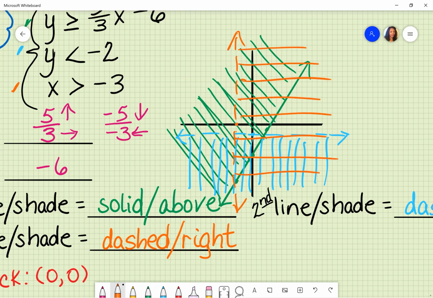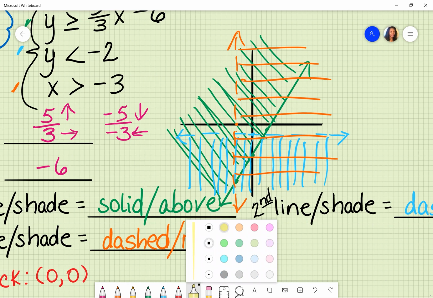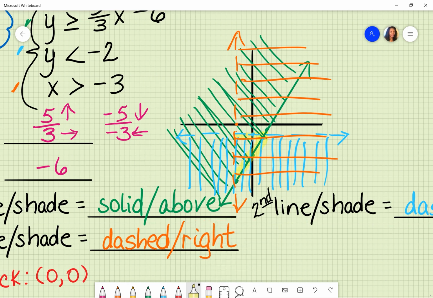And what you are looking for is the region where they're all intersected. So I see the blue, I see the green, and I see the orange all in this little section right here. This is the point where they're all shaded together. So let's check to see if we did this right.